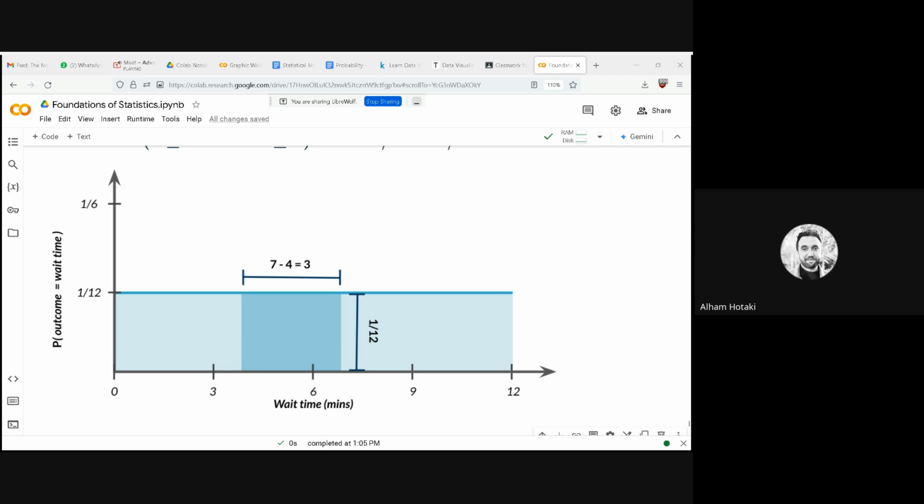So now tell me, what will be the probability of wait time less than 7 minutes, less than or equal to 7 minutes?